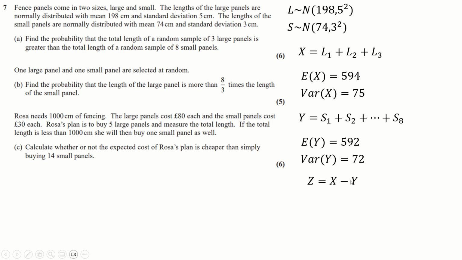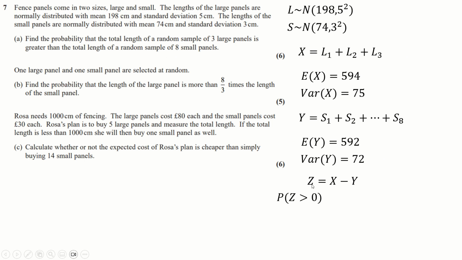And so if I do x minus y, I want x minus y to be positive. I want the value of x to be bigger than the value of y, because that means the 3 large panels will be bigger than the 8 small. So let's make another distribution, and let's look for the probability of that distribution being greater than 0. Because if x was greater than y, then this would be greater than 0.